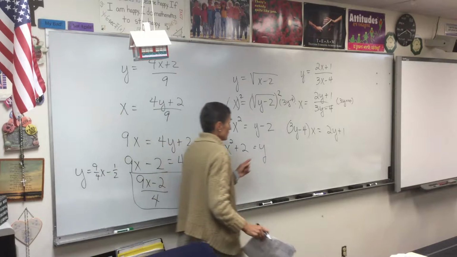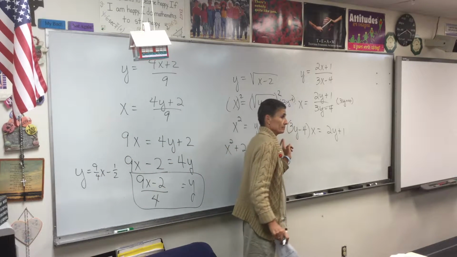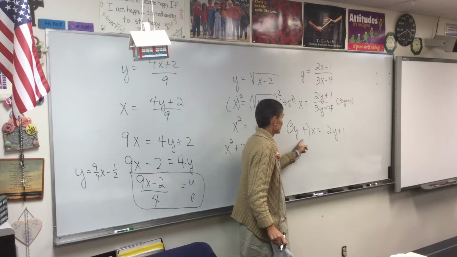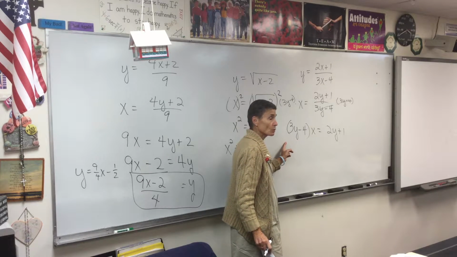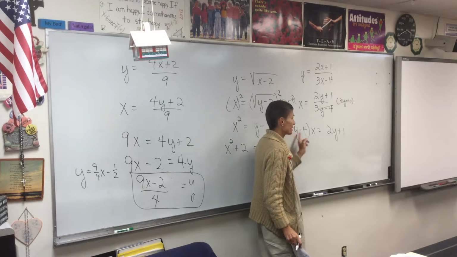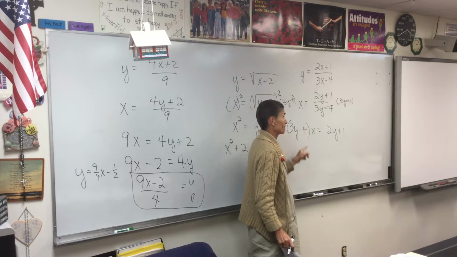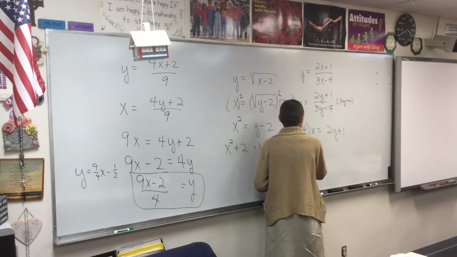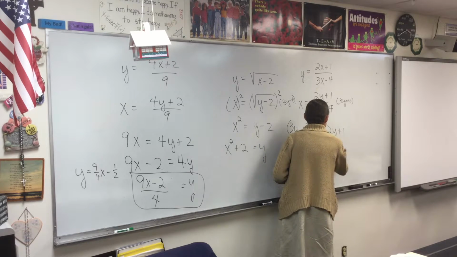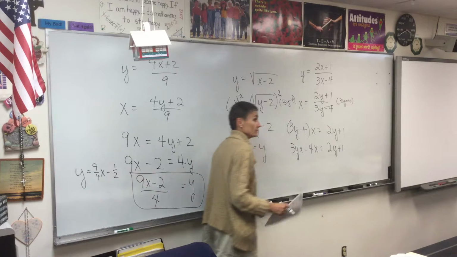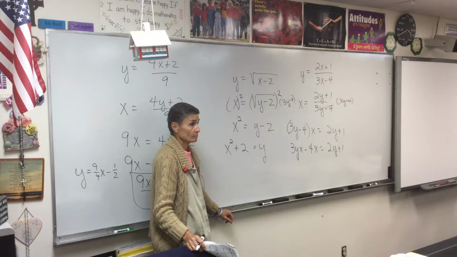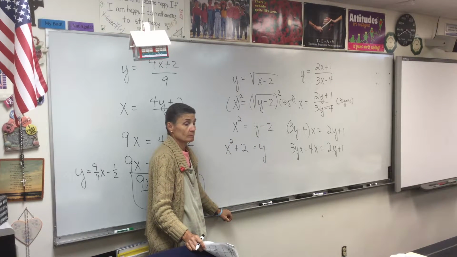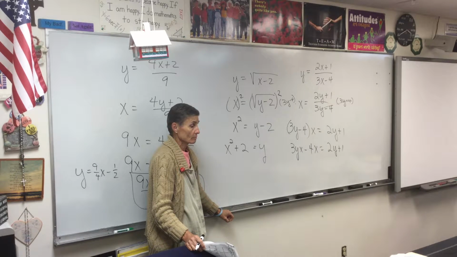Now, what am I going to do here, do you think? Don't take a wild guess. You got an x outside of parentheses. What do you think I'm going to do there? I'm going to distribute. So I have 3yx minus 4x equals 2y plus 1. Is that okay with everybody?